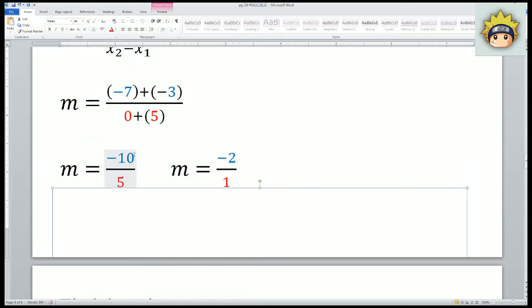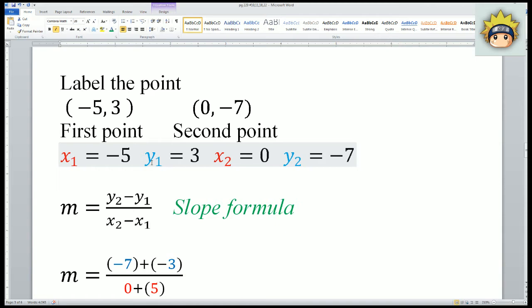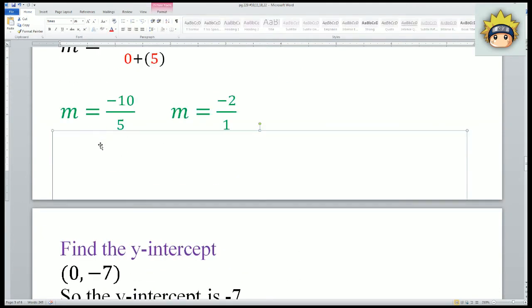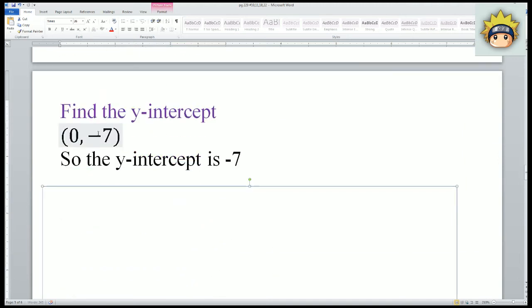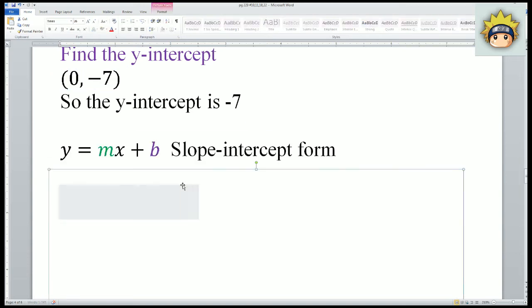Now, once we have the slope, I'm going to make this green because that is the slope. So we found the first part, which is the slope. Next, I have to find the y-intercept because again, I'm going to write it in slope-intercept form. To find the y-intercept, I'm going to use this point 0, comma negative 7. I have noticed that this is already the y-intercept because there is a 0 here and a negative 7. It's already in y-intercept form. So my y-intercept equals negative 7.